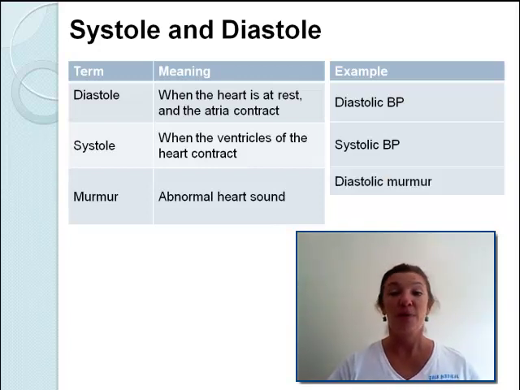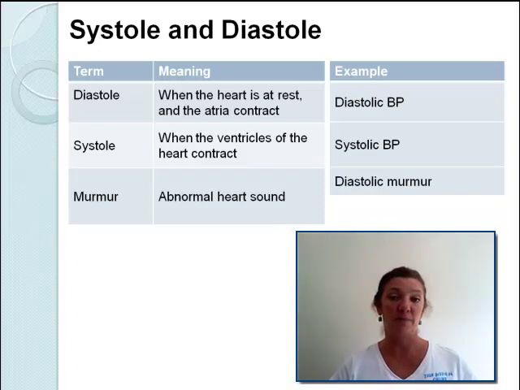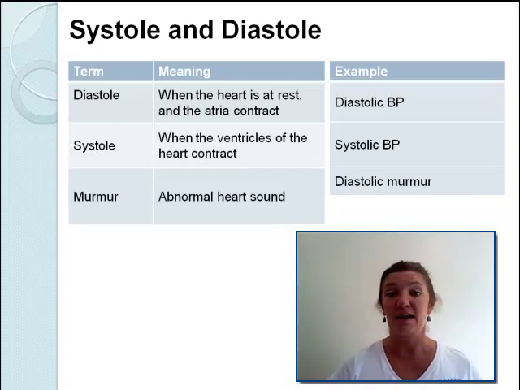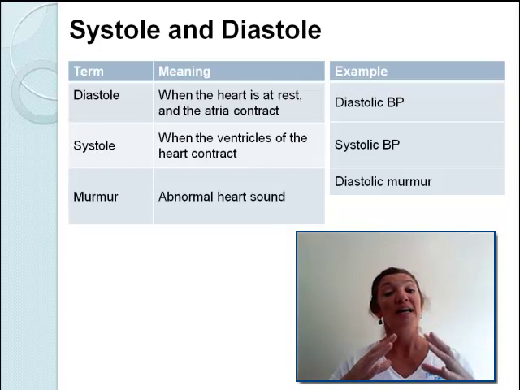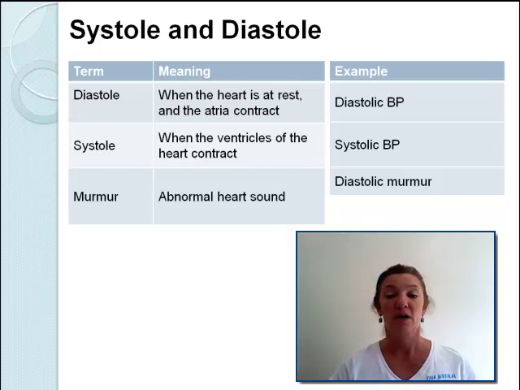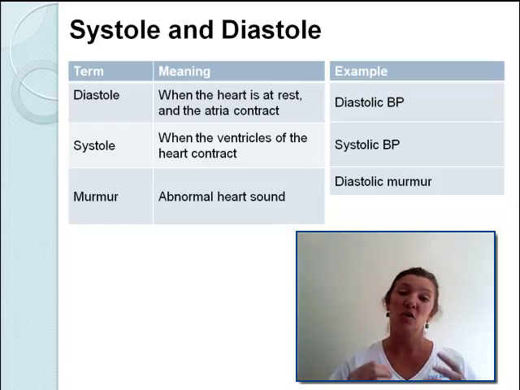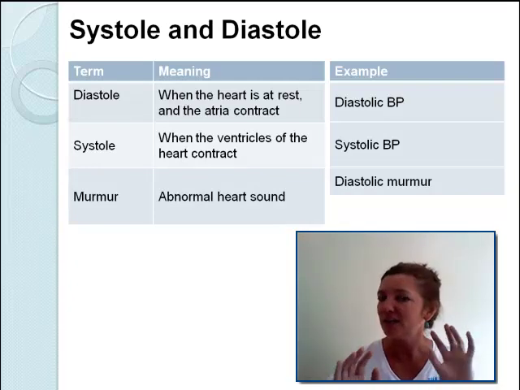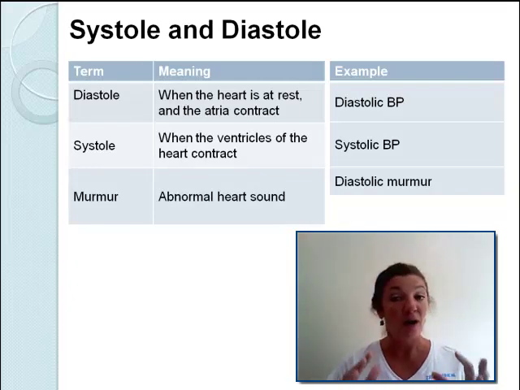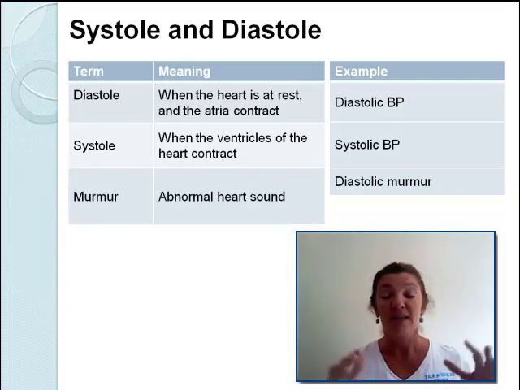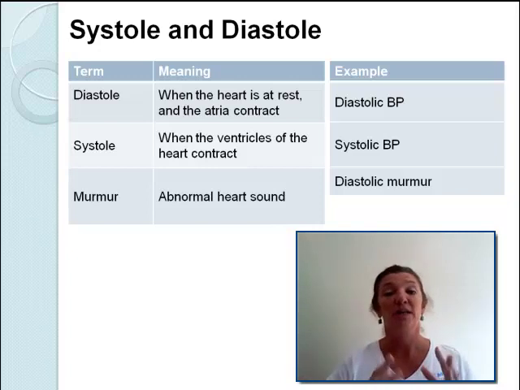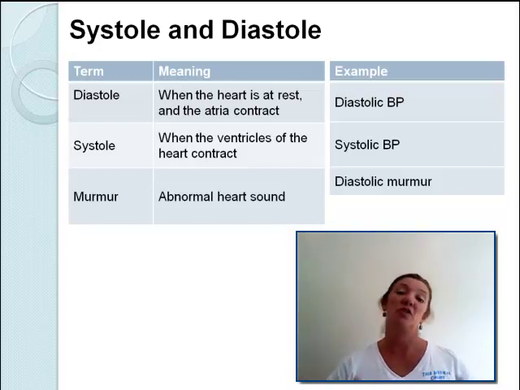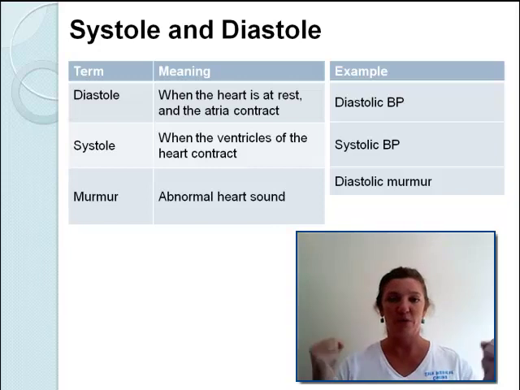A murmur, you may hear the term diastolic murmur. Well, this would be an abnormal heart sound heard when the heart is filling up with blood. Normally, the diastolic murmurs are quite gentle and soft, harder to hear, partly because when the atria contract, it's only a small little bit of pressure pushing the blood into the ventricles, which are ready and waiting to fill up with blood.